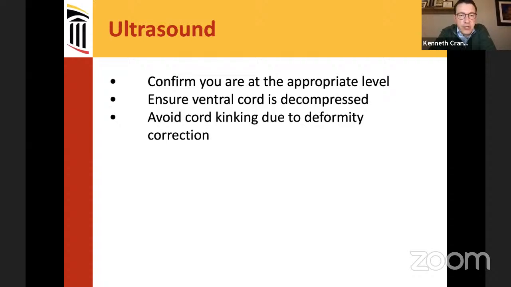It also allows us to ensure that the ventral cord is decompressed. And once we do the deformity correction and we close the osteotomies, you sometimes see a kinking in the dura, and this allows us to demonstrate that the spinal cord is not being kinked as well, and Tim has a good example of that later.